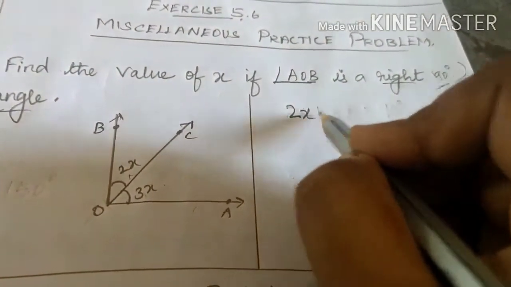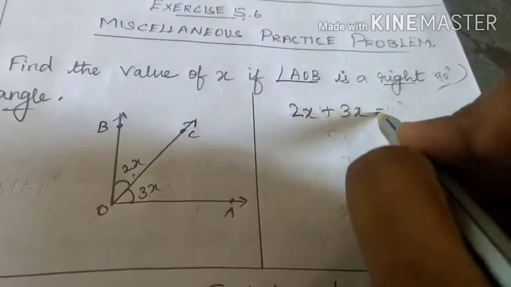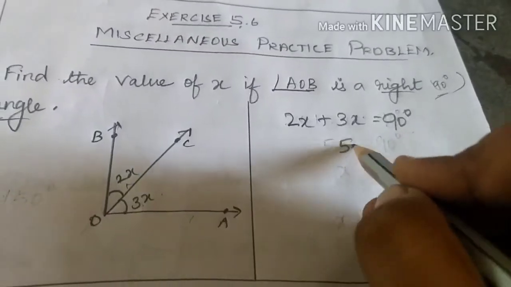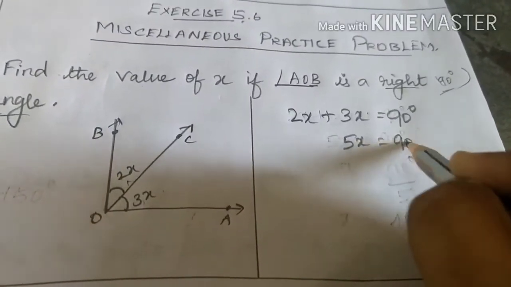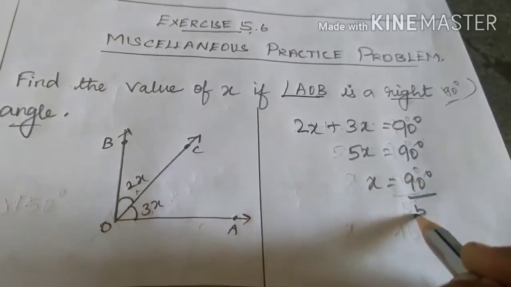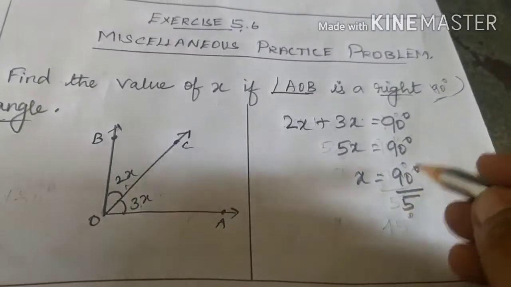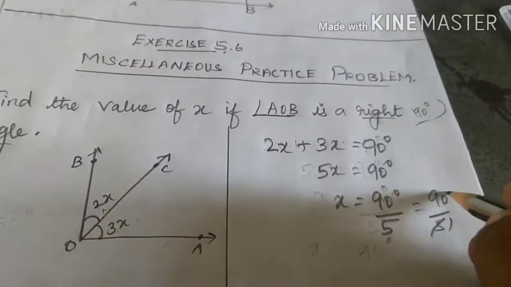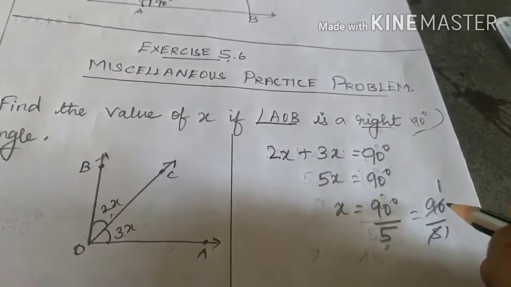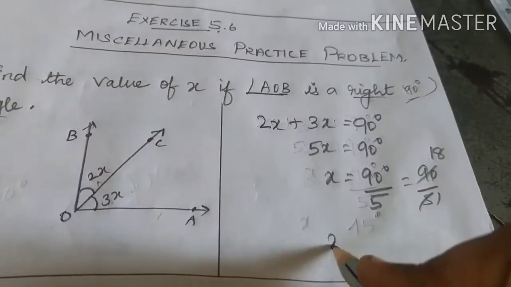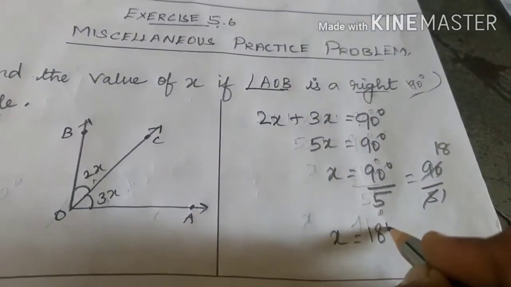One angle is 2x, another angle is 3x. So they have given that it is 90 degree. Okay, so 2 plus 3 is 5, so 5x equals 90 degree. So x equals 90 degree divided by 5. Okay, 5 ones are 5, you have to do the cancellation here. So 5 ones are 5, remaining 4 is there, 5 8s are 40. So we will get x equal to 18 degree.